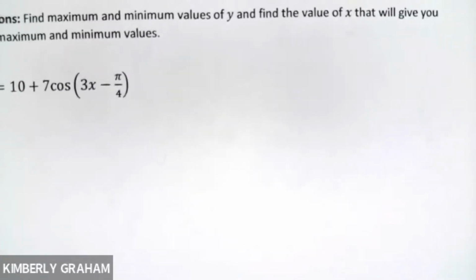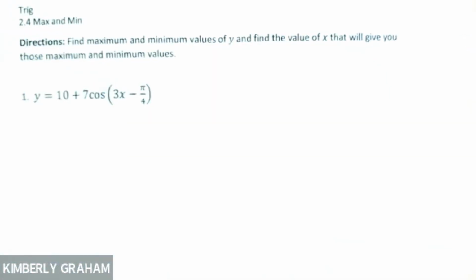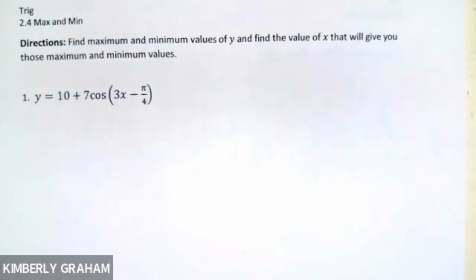Finding the maximum and minimum values of y. Find the max and min values of y and the value of x that will give you those maximum and minimum values. Now, you know that the maximum cosine can be is 1. The minimum is -1. Same thing for sine.